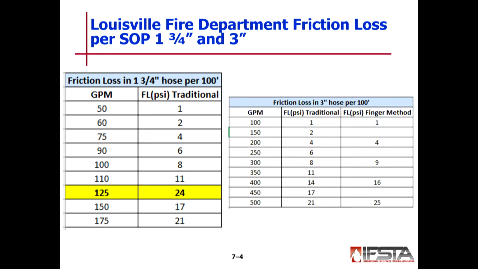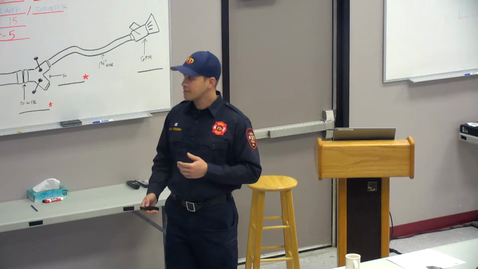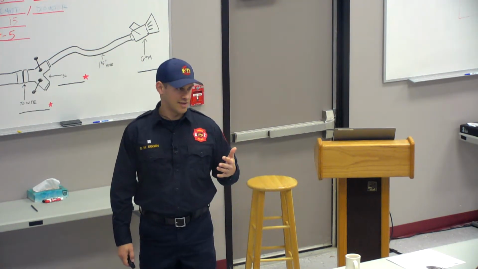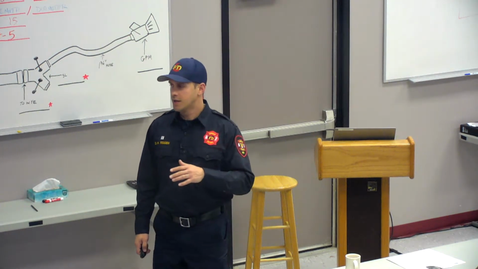So you could say for 500 gallons, you're going to have 21 psi friction loss. And you can memorize that. I don't. I use a different method. I call it the finger method. Some books explain it like this. There's probably several methods in that book there.